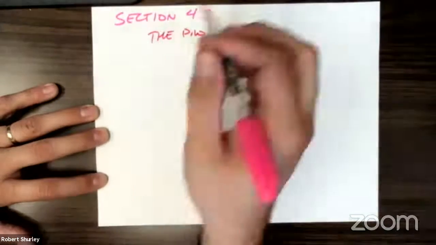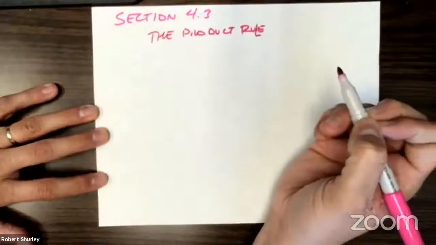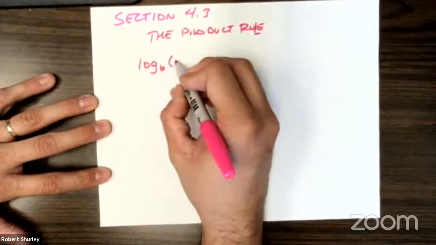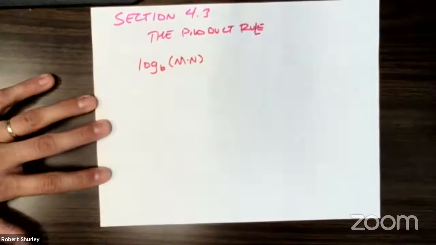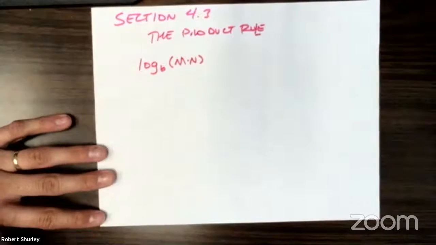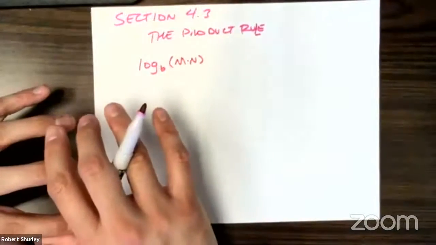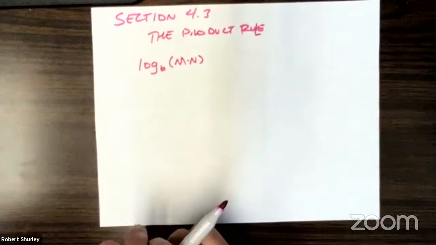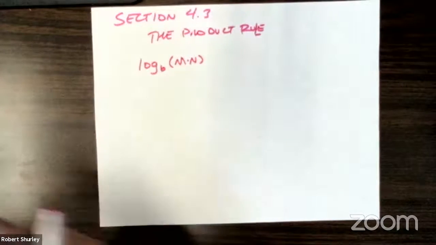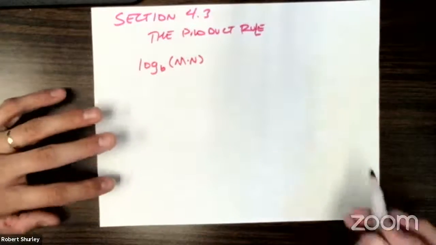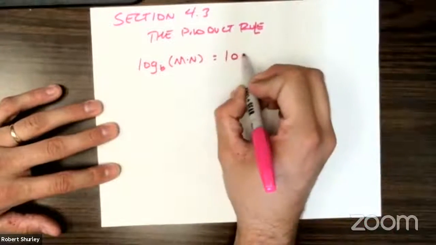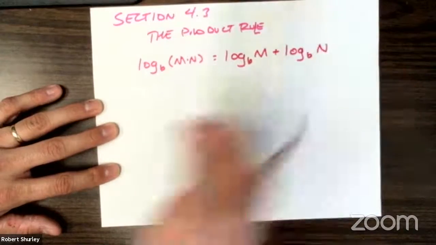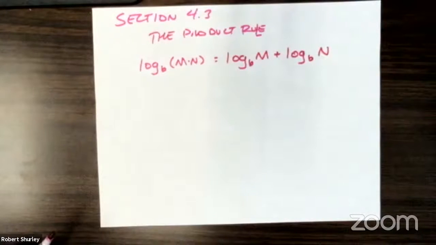Okay, the product rule. The product rule says, look, if you have a logarithm, let's say log base b of m times n, and you have multiplication on the inside, you can actually expand the logarithm with addition. So this is equal to log base b of m plus log base b of n. So this is expansion of logarithms.